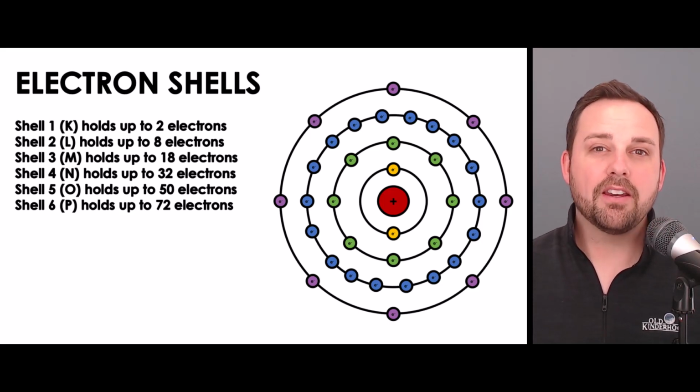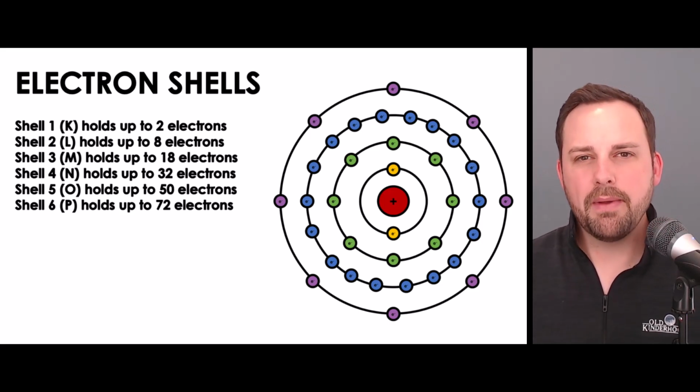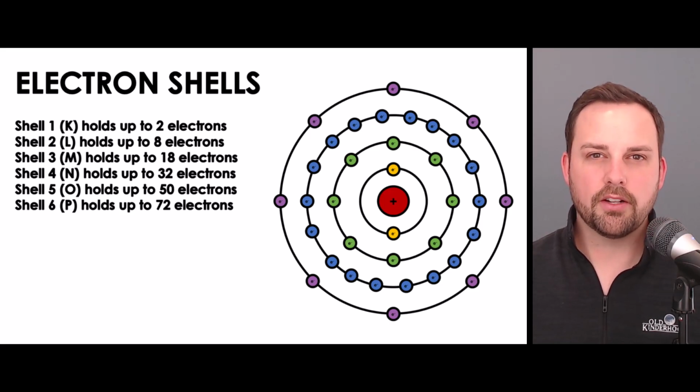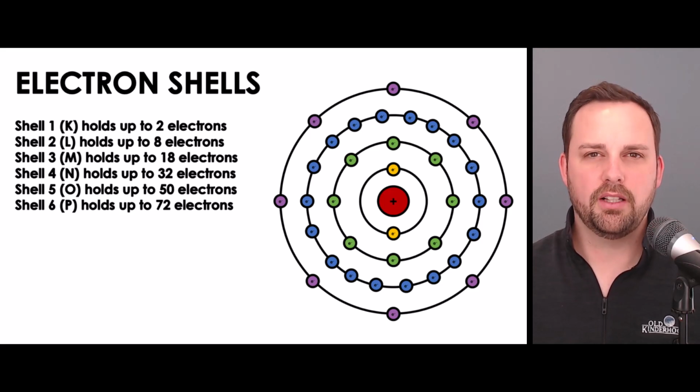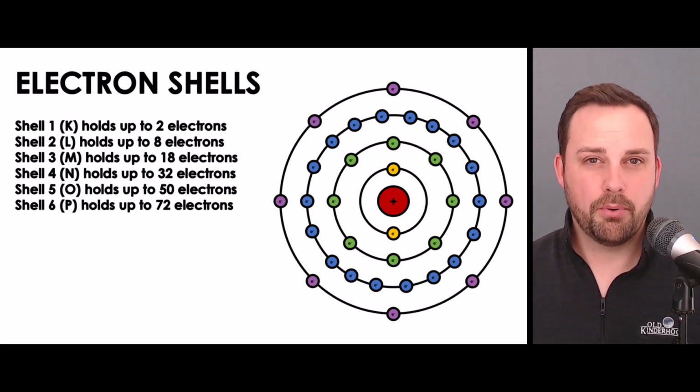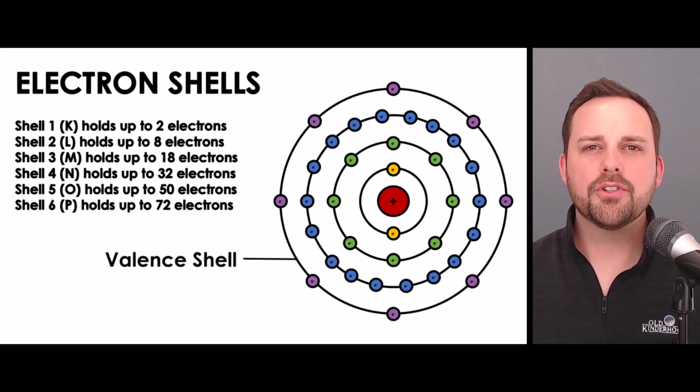And every atom type is different. There's some atoms that only have 1 or 2 electrons total, but there's some atoms that have over 100 electrons that have to be organized into these shells. Another important point to know is that the outermost shell of any atom is given a name. It's called the valence shell.